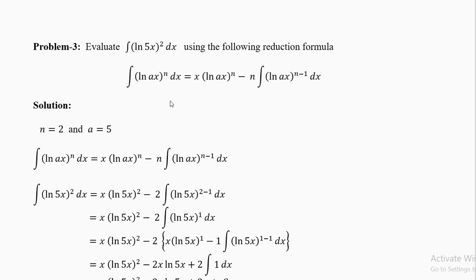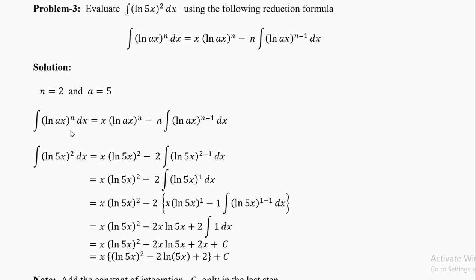Now problem 3: evaluate the integral of (ln 5x) whole square using the following reduction formula. Do not try any other technique. n equals 2, a equals 5. Now look at the formula. It is x times (ln ax) to the power n, minus n times the integral of (ln ax) to the power n minus 1. Now your power is 2 and a equals 5.